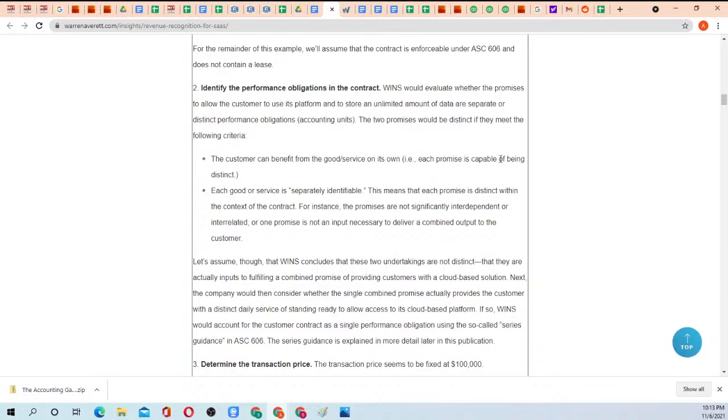Each promise is capable of being distinct. Each good or service is separately identifiable. This means that each promise is distinct within the context of the contract. For instance, the promises are not significantly interdependent or interrelated, or one promise is not an input necessary to deliver a combined output to the customer.